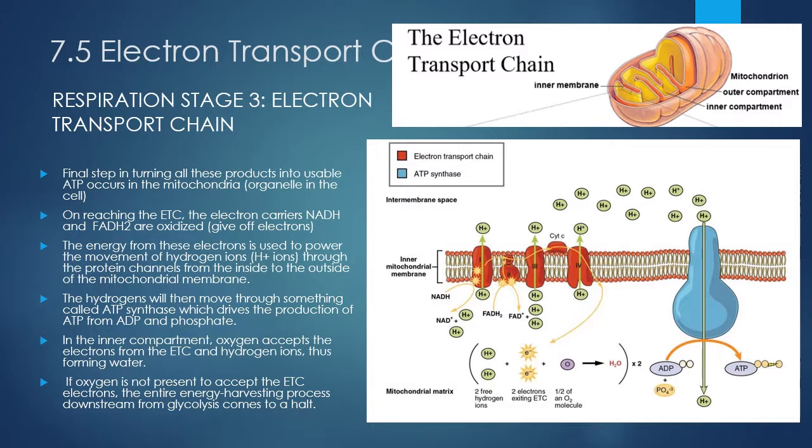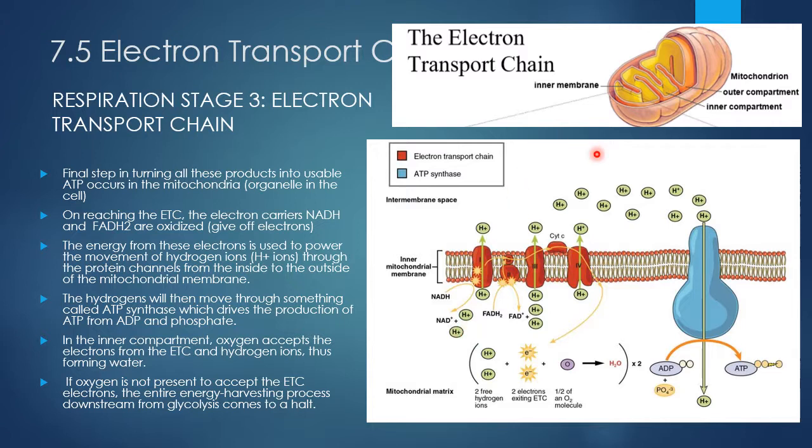And once all of the energy, this electron energy that's been carried by NADH and FADH, gets to this phase, it gets oxidized, meaning it gives off those electrons, so that energy can now be used. And what it's used for is to push hydrogen ions from one side of the membrane inside the mitochondria to the other. So these hydrogen ions get pumped across the membrane. That takes a lot of energy.